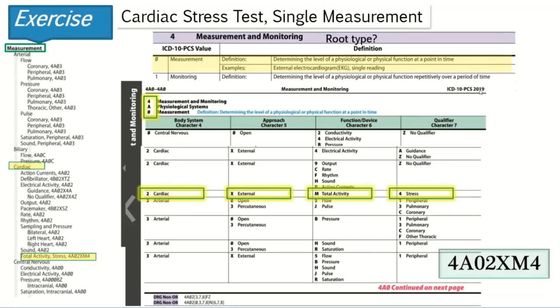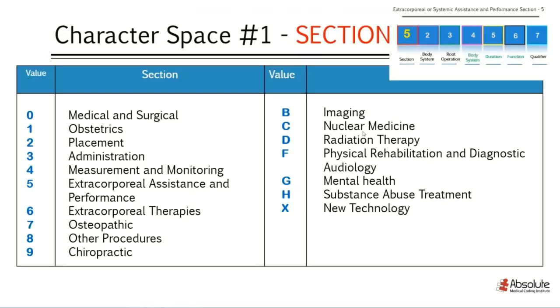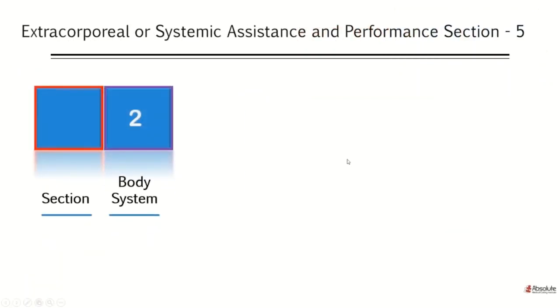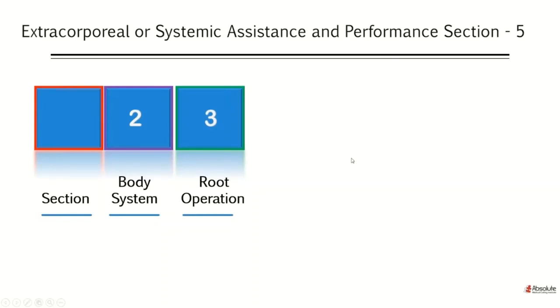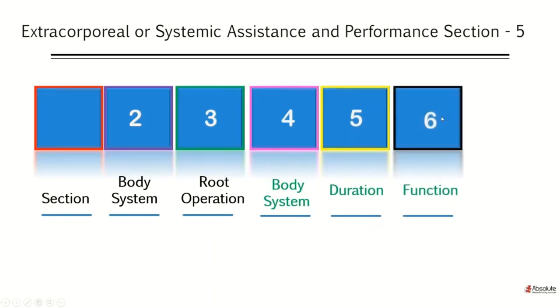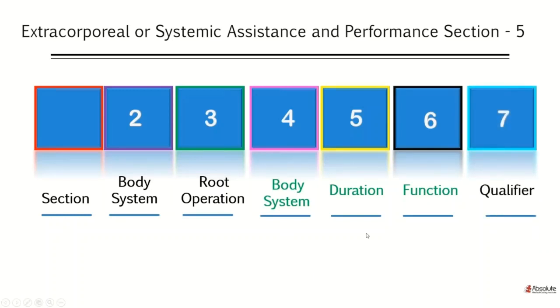All right, coders, if you got that correct, outstanding. I'm proud of you. Now we're going to move on and talk about Section 5, extracorporeal assistance and performance. Let's take a look at the code. We know that the first character, the first value of the code, will be a 5. You've got a body system, root operation, another body system, duration, function, and qualifier. So the 4th, 5th, and 6th characters are all different than a typical medical surgical code.